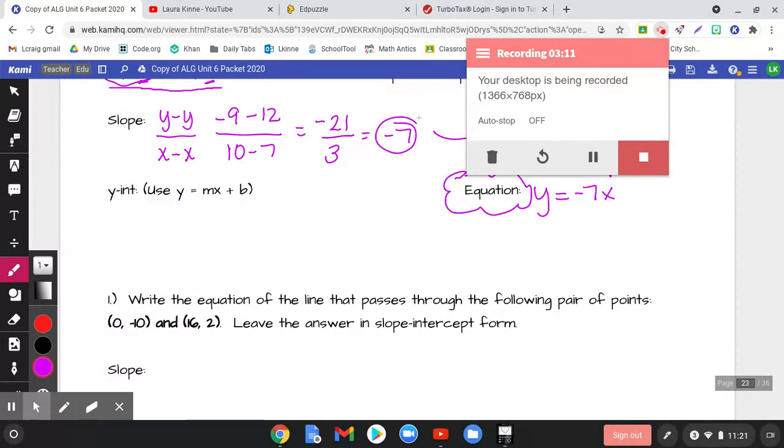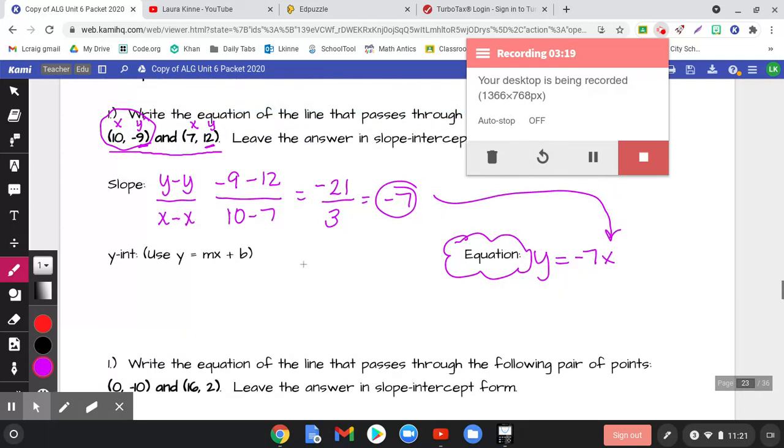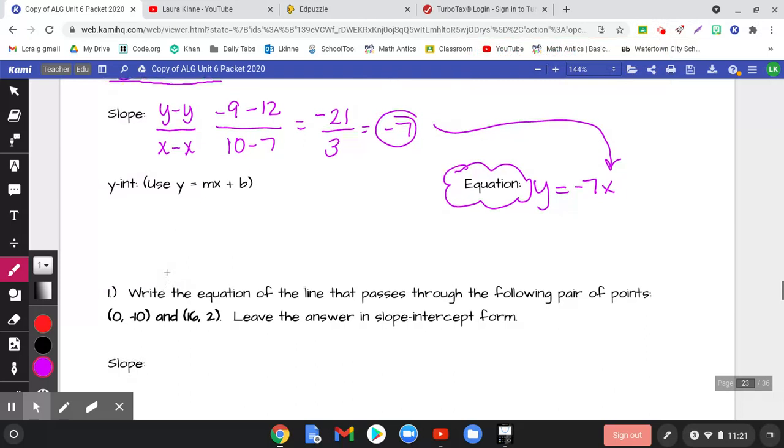So you first find the slope using your slope formula, y minus y over x minus x. And you have part of the equation. Now to find the y-intercept, you have a couple options. Again, the calculator is a nice one, but we are going to do this algebraically, just so you can see it.